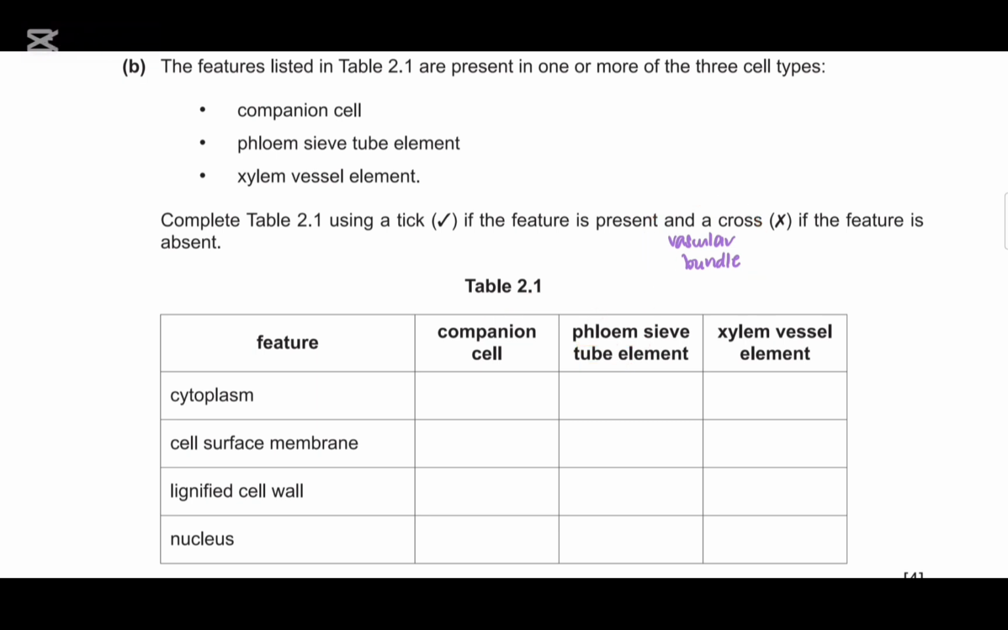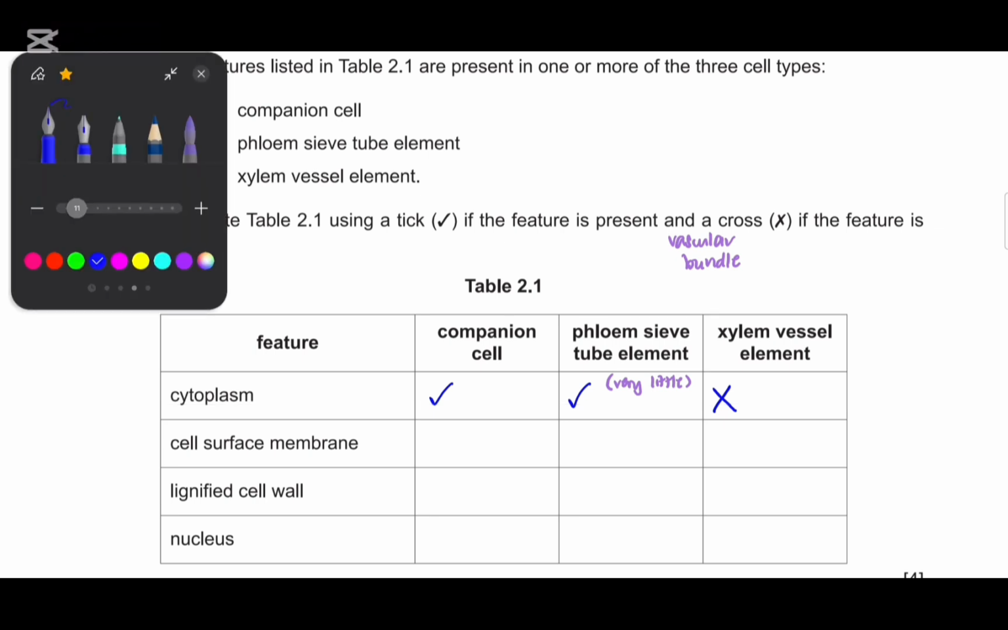Okay, so cytoplasm. Cytoplasm is going to be present in the companion cell, yes. It's going to be present in the phloem sieve tube element, yes, but it will not be present in the xylem vessel because it's totally empty. However, in the phloem, the cytoplasm is actually very little. Okay, take note.